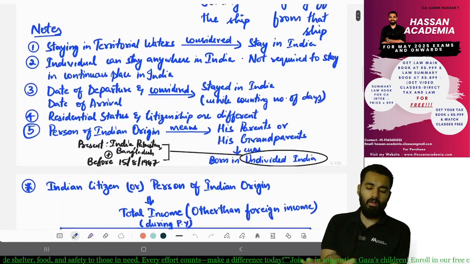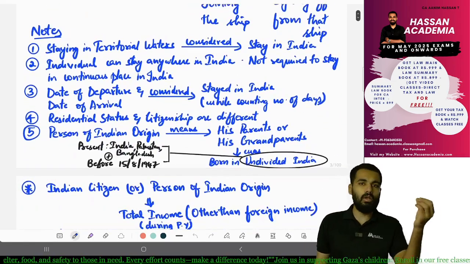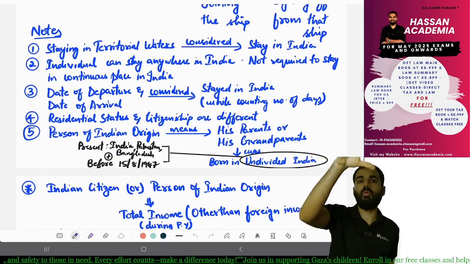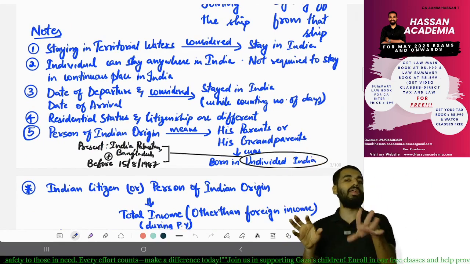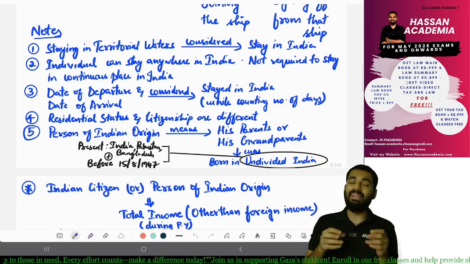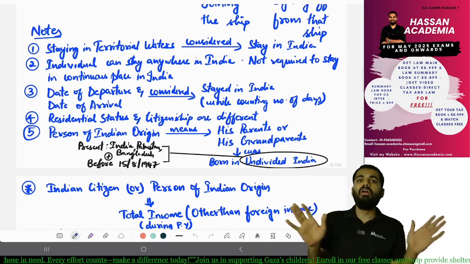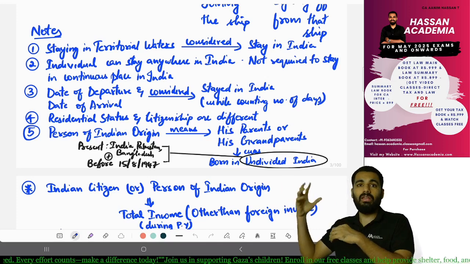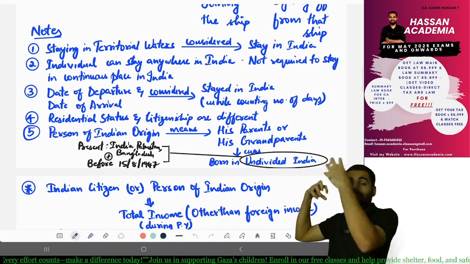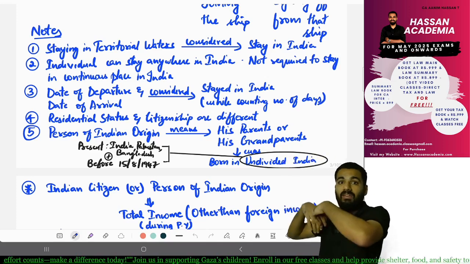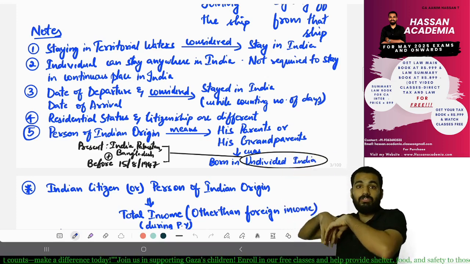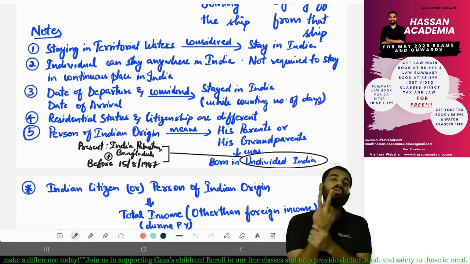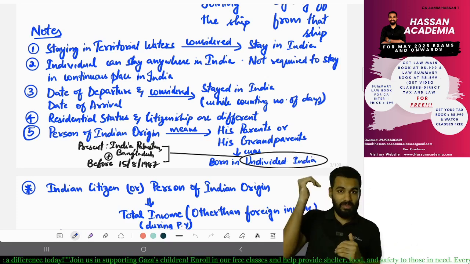Now he can stay in the territorial waters. He doesn't have to stay permanently in Chennai or Mumbai. One day Chennai, one day Mumbai, one day Delhi. He can stay anywhere in India. That does not matter. Next, if he is going outside India, the day of departure, the day when he leaves, and the day when he arrives, both the day of departure and the date of arrival will be considered as stay in India.